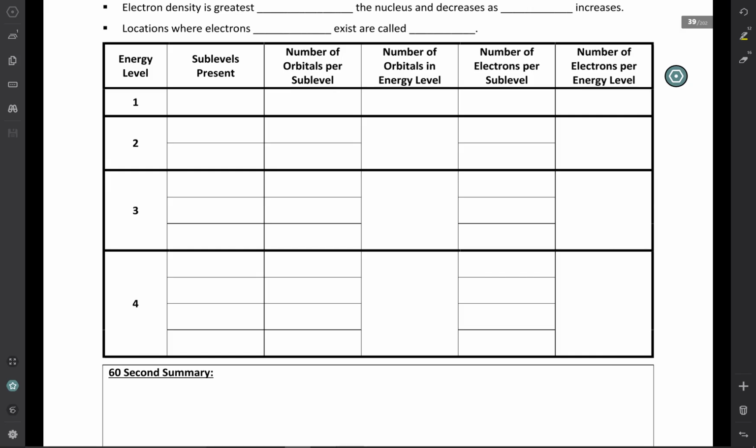If you take a look in your workbook, you've got this chart, and I want to take just a minute or so to fill it out. And let's go through this together.